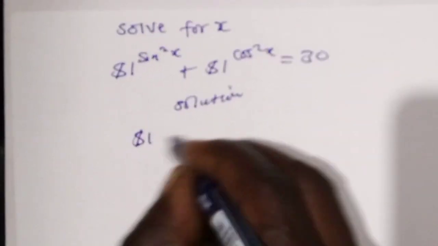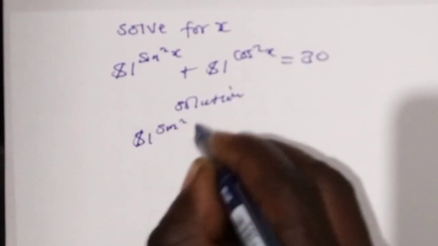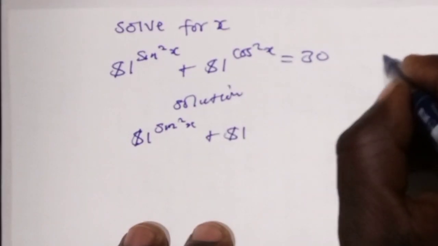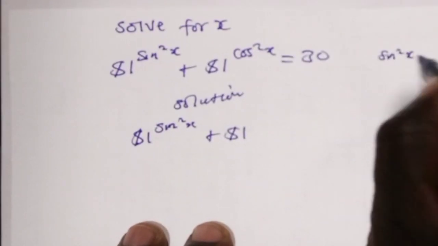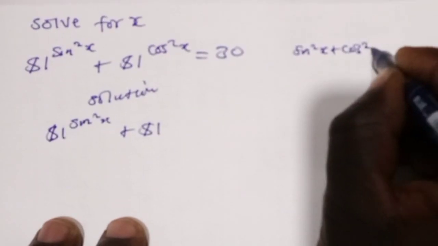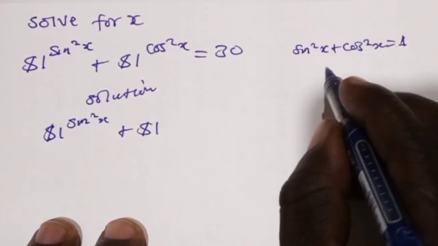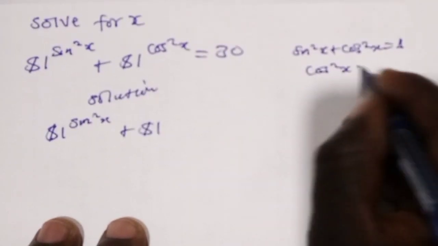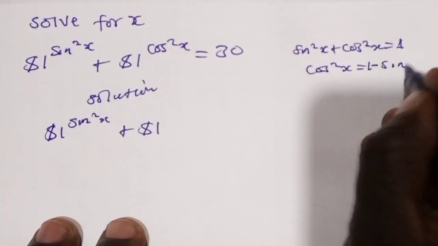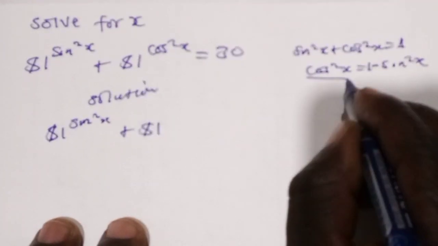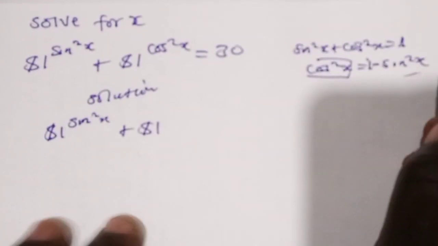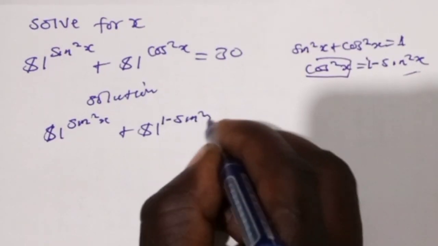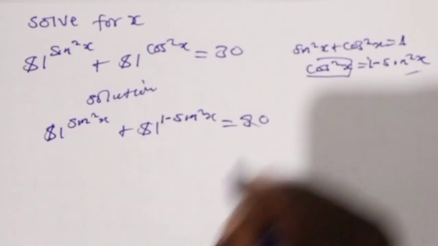For the solution, we have 81 to the power sine squared x, then plus 81 to the power cos squared x. Remember the identity: sine squared x plus cos squared x is equal to 1. So we have to make cos squared x the subject, in which cos squared x is equal to 1 minus sine squared x, right? Then you have to substitute where this cos squared x is with 1 minus sine squared x, which is equal to 30.